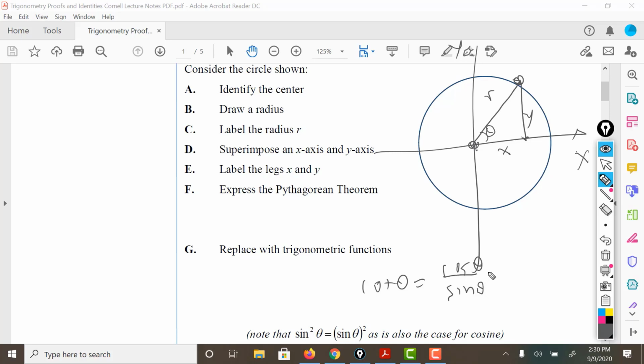We can prove it with the x and the y's, right? So cotangent by definition would be x over y. Cosine is going to be x over r. Sine is going to be opposite over hypotenuse, y over r. What happens is the r's cancel out, and you're left with x over y. But on the left side, we said cotangent was x over y. So they both check out. The left side is x over y. The right side becomes x over y.